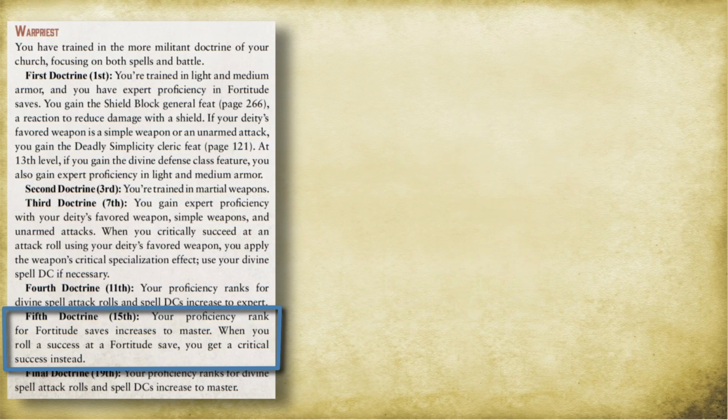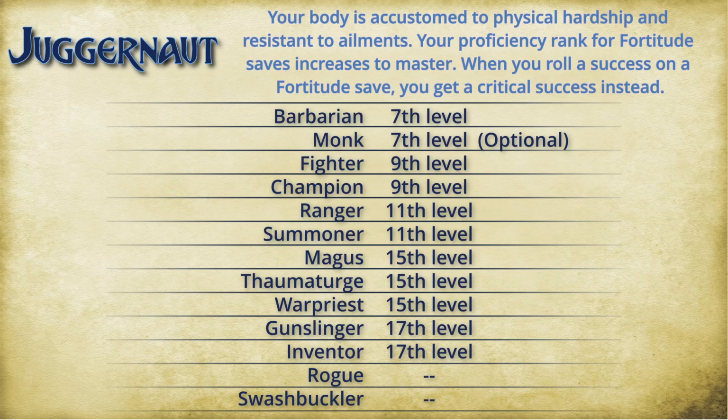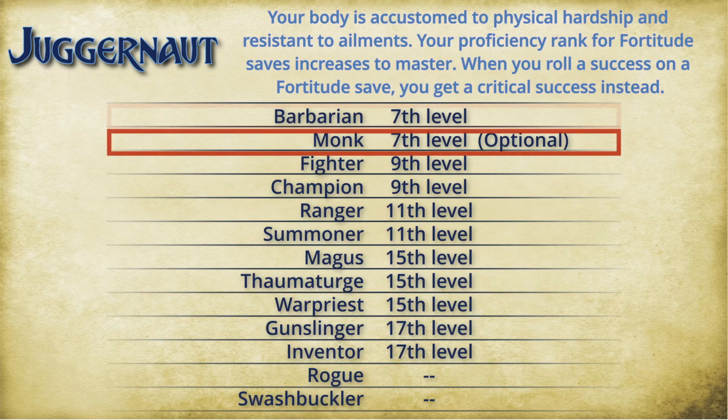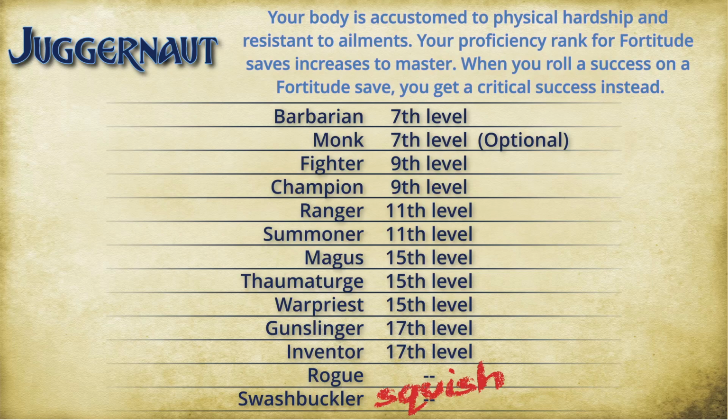This is essentially the Juggernaut class feature. Juggernaut is a class feature given exclusively to martial classes, and only the toughest martial classes. Those martial classes get this at varying levels, pretty much based on how tough the class is. Now, the Warpriest getting this at level 15 is certainly not as fast as a Barbarian that gets it at level 7, or a Monk could get at level 7. But it is faster than some other classes, like the Gunslinger and the Inventor, and the squishy Rogue. The Rogue doesn't even get it at all. So it's actually a pretty big honor to be the only spellcaster listed here among these giants, or these tough buggers, or whatever you want to call them.